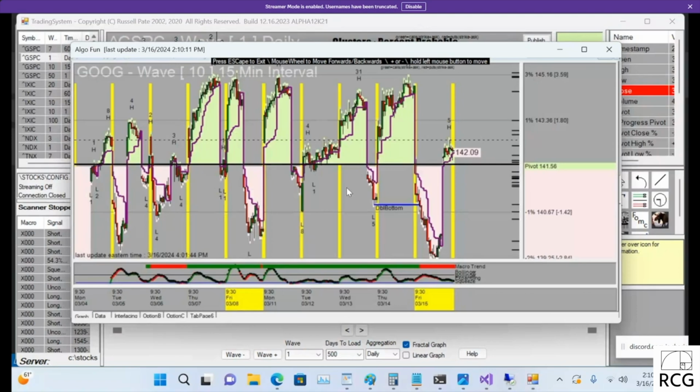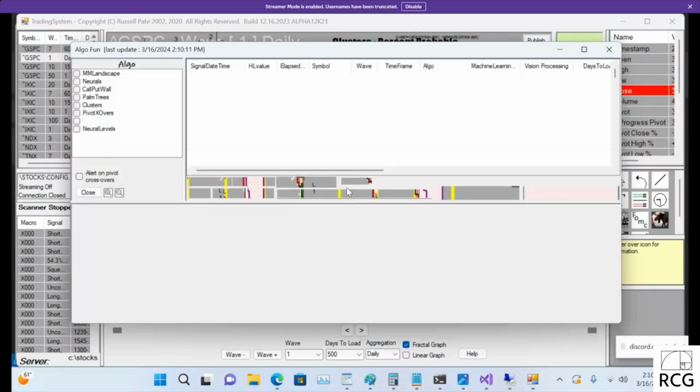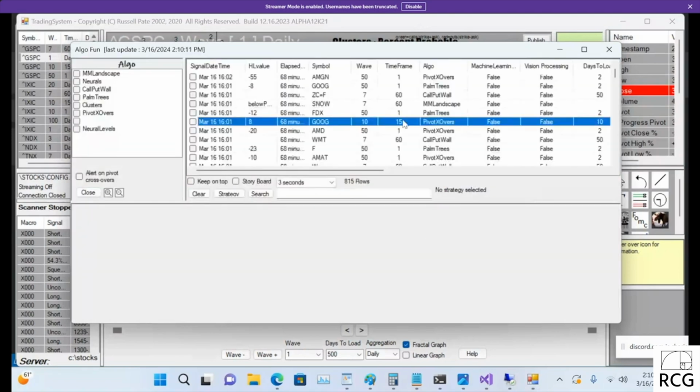And then Rogue Moose, Nick over there, he has the neural data feeding. So I take the neural data he's feeding and I stuff it into the database, so I stuff it into Algo Fun. And so as the neural data is going up and down, you can use that in combination with crossovers, a pivot, cross under, vector crosses, whatever.